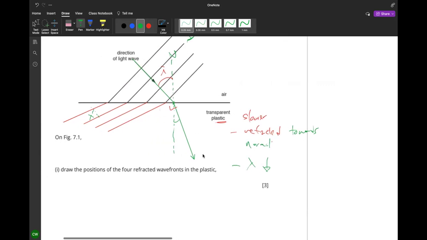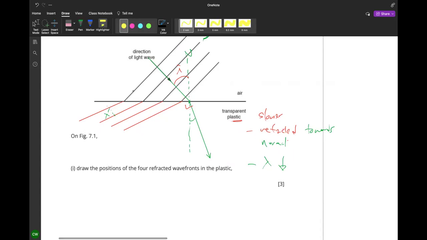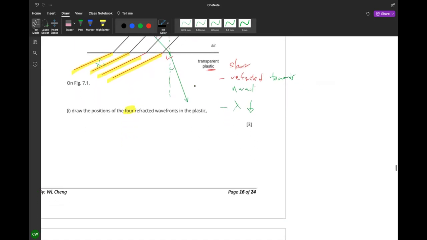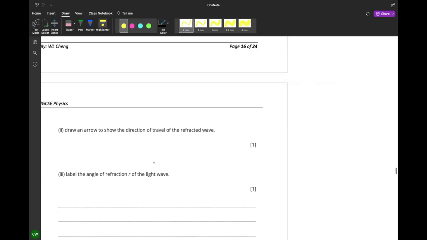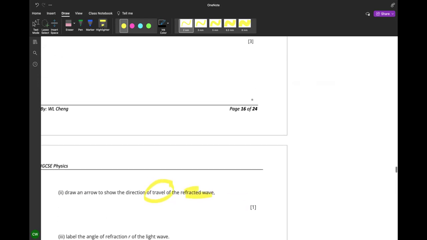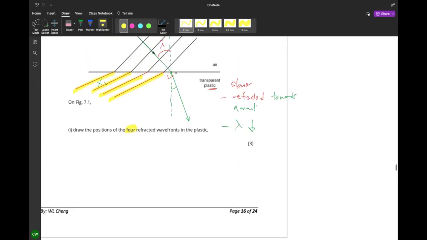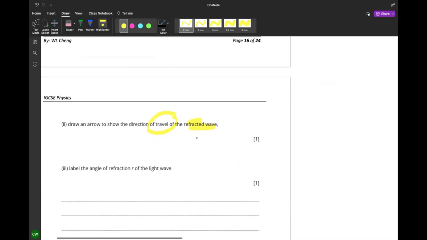Okay, then you go this way. Draw 4. So this 4, you need to use to draw. 1, 2, 3, 4. Exactly. It must be extending from here. Okay? Draw the direction of the travel of the refracted wave. So this refracted wave is talking about this direction. This is the direction of the refracted wave. Okay, this is the one.